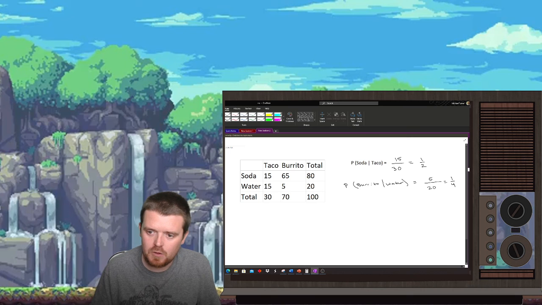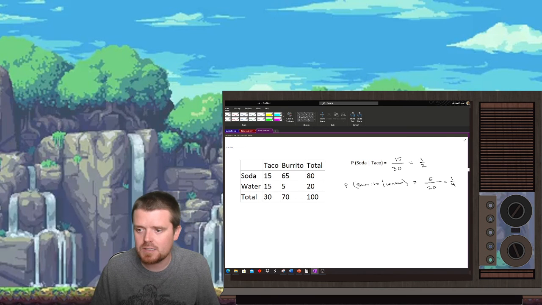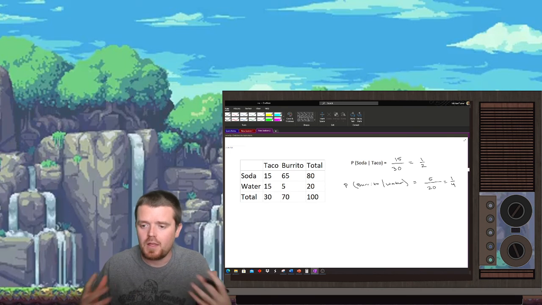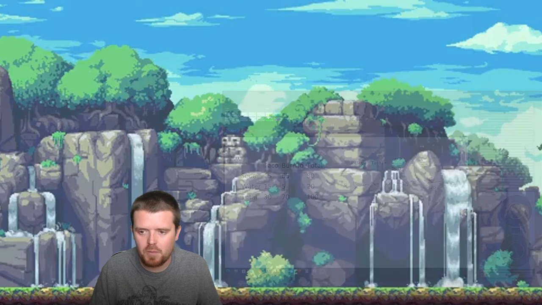Okay? So you're either looking at a deck of cards, a die, a set of dice, or you're using a two-way frequency table. That's how you calculate conditional probability.